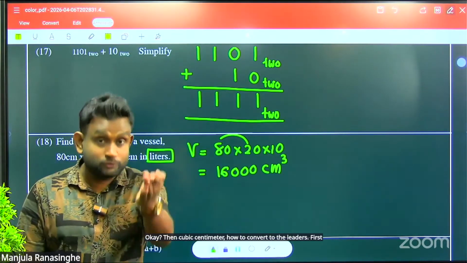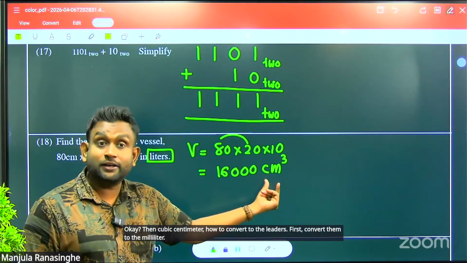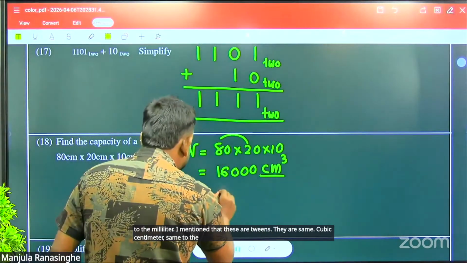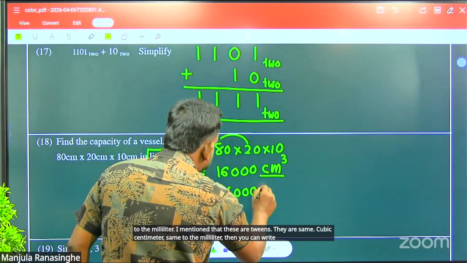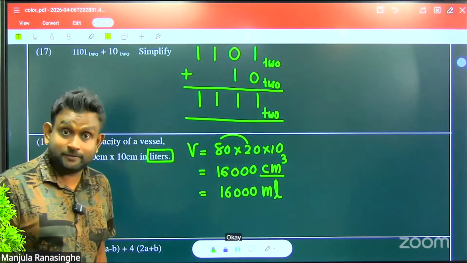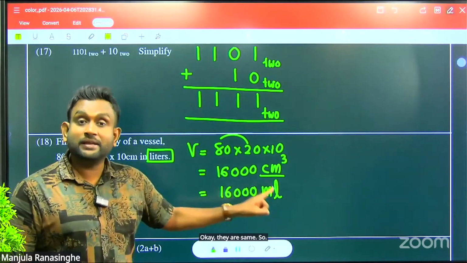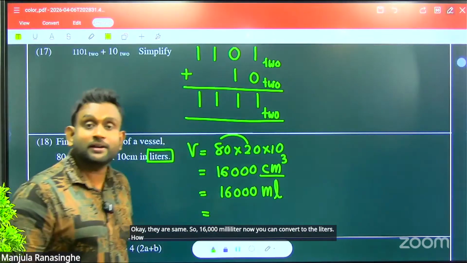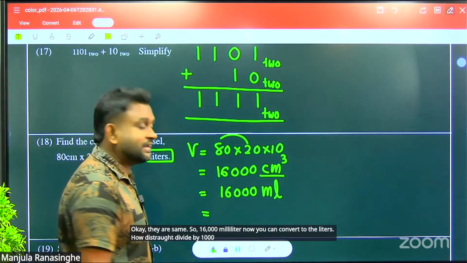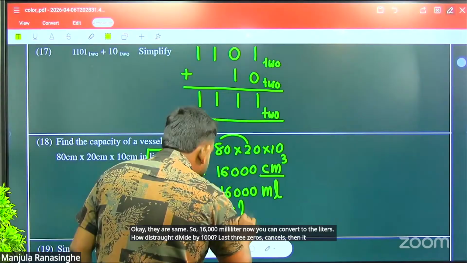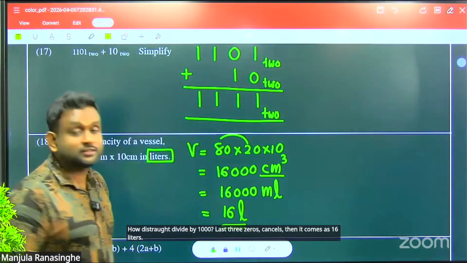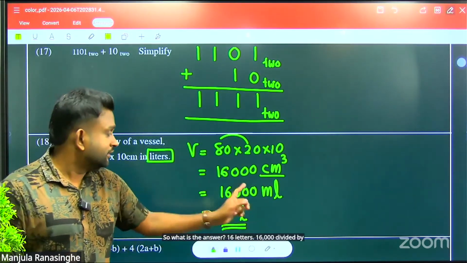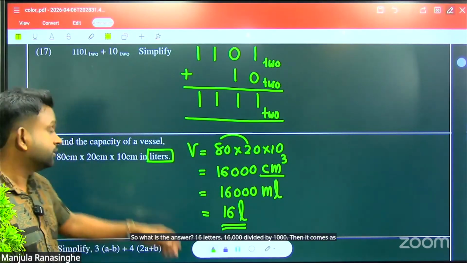Okay, then cubic centimeter, how to convert to liters? First convert them to milliliters. I mentioned that these are twins. They are the same. Cubic centimeter is the same as milliliter. Then you can write 16,000 milliliters. Now you can convert to liters. How? Just divide by 1000. Last 3 zeros cancel. Then it comes as 16 liters. So what is the answer? 16 liters. 16,000 divided by 1000, then it comes as 16 liters.